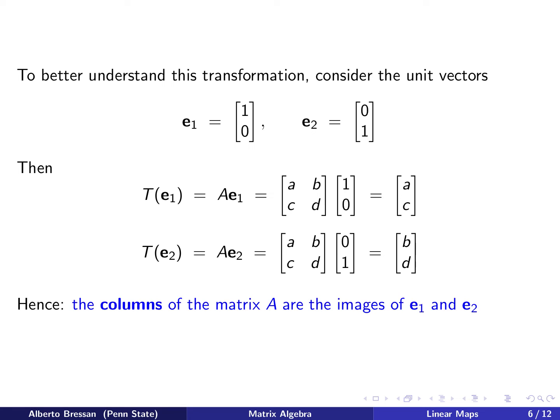Okay, so to put it into the proper vocabulary, so to speak, you would say that the columns of the matrix A are the images of E1 and E2. The images meaning where they will land after they are mapped.